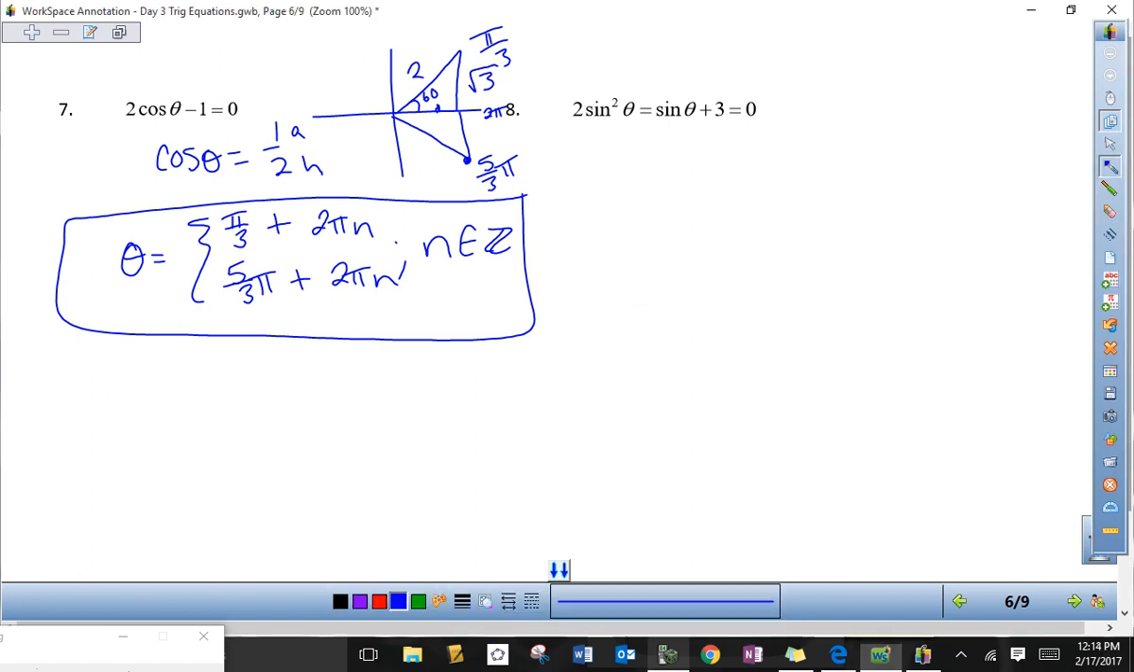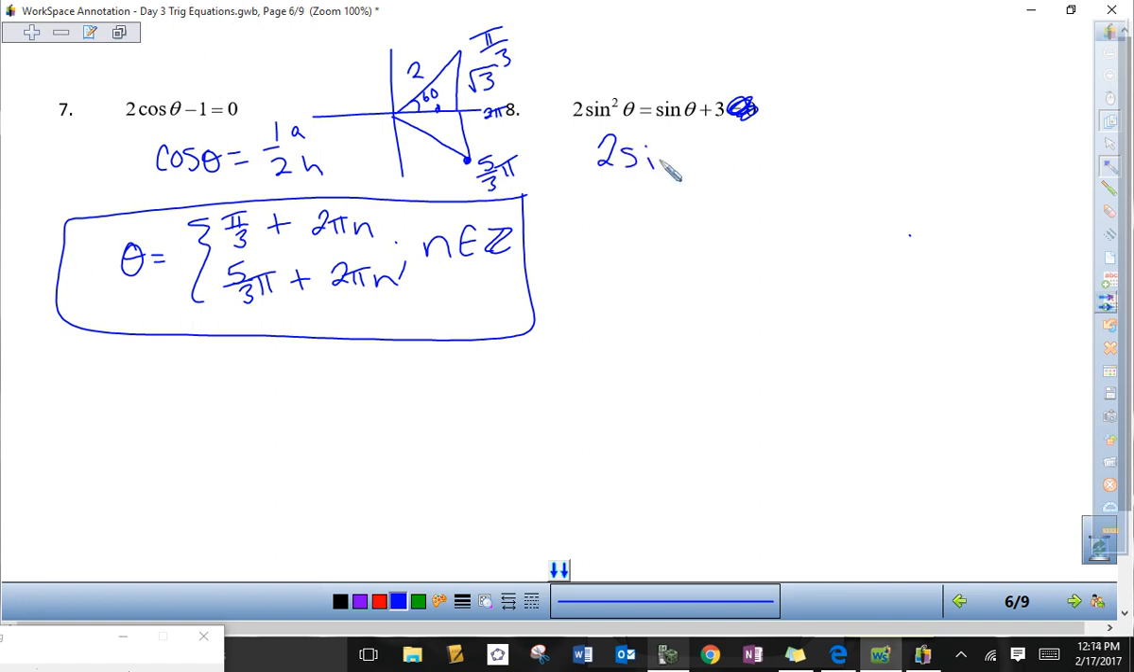Now, the next one, got a little bit of typo here. Okay, the next one requires us to think back to when we had x squared. Suppose this was 2x squared equals x plus 3. When we saw that, we knew that we wanted everything on one side so that we could attempt to factor to solve. That's what we're going to do even with sine here.